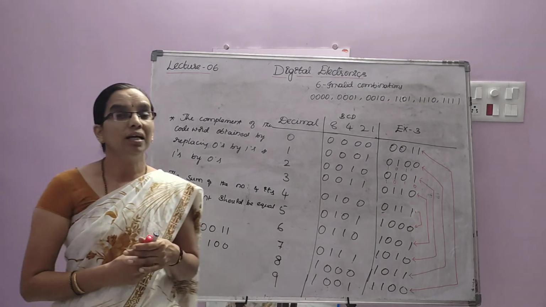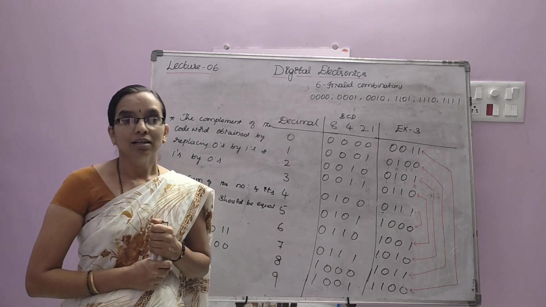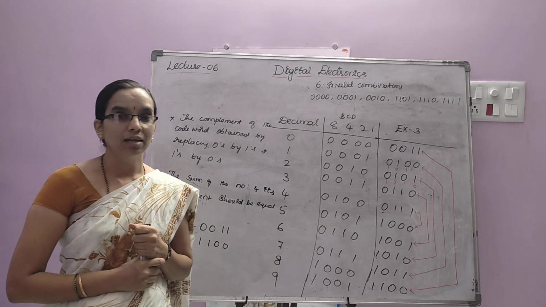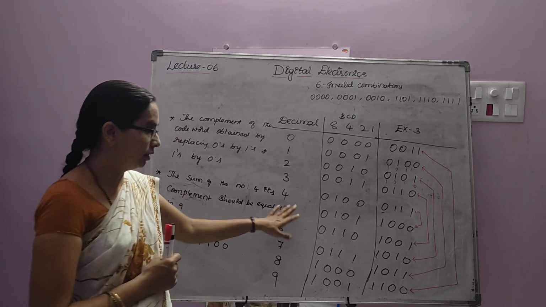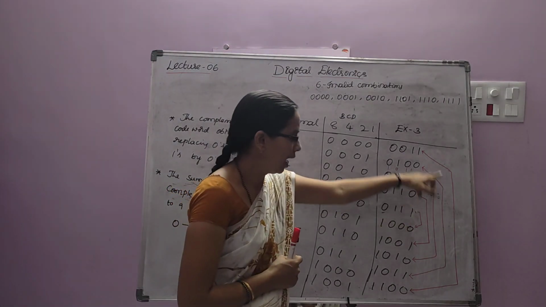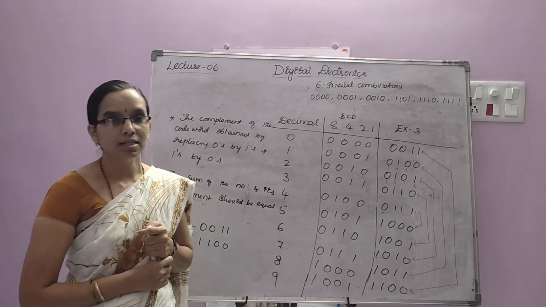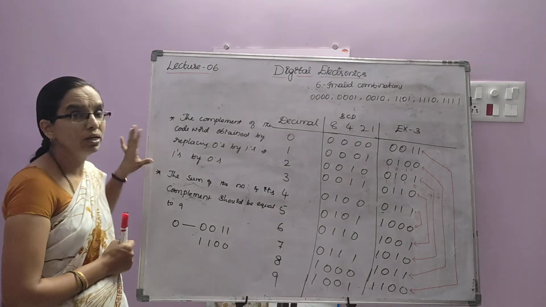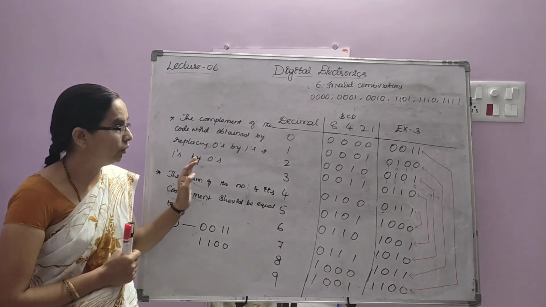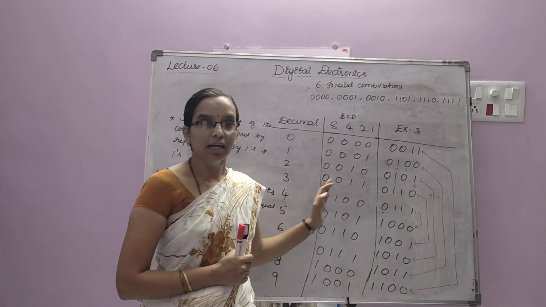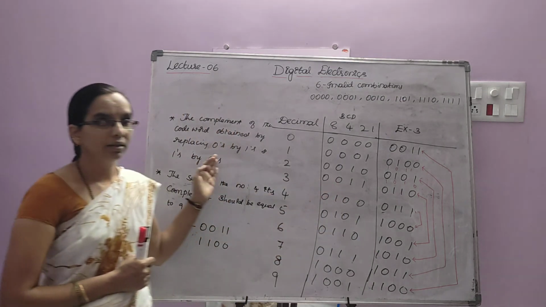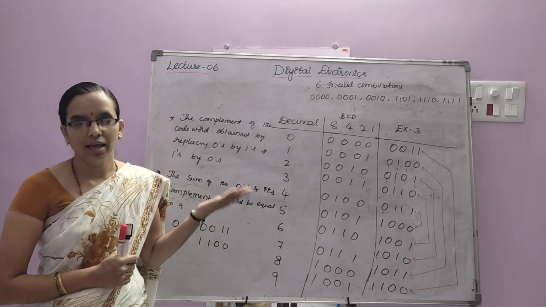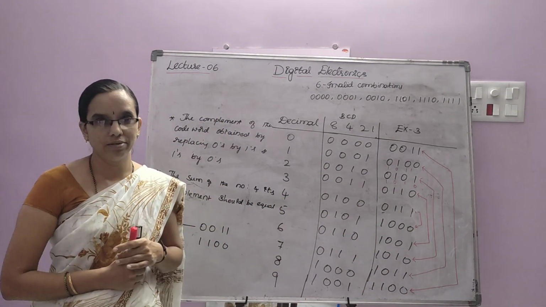In the examination, they may ask you to write the XS3 code table and prove that it is self-complementing. In that case, you have to write the table and show these arrow marks and tell them this is self-complementing, and that is enough. Whatever points I have told you are for your understanding. You only need to know how to write the XS3 table and tell them this is self-complementing by drawing the arrow marks that they have their complements in the code itself.